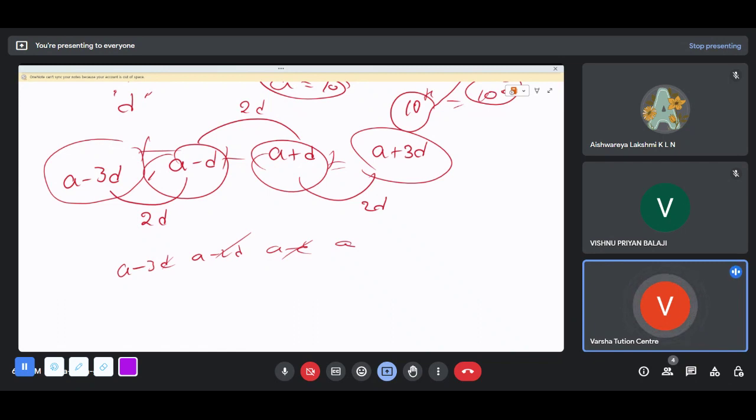How, sir, is it simple? You will be asked the sum of the four terms, that means this plus this plus this. When you add them, these will get cancelled, and you will get the A value directly. Understood? Any confusion? No. Fine. Is this clear?